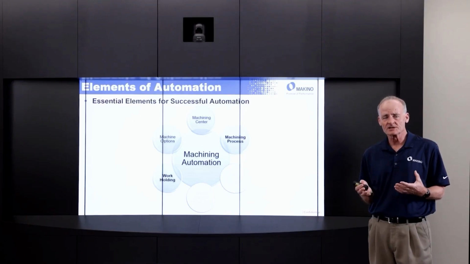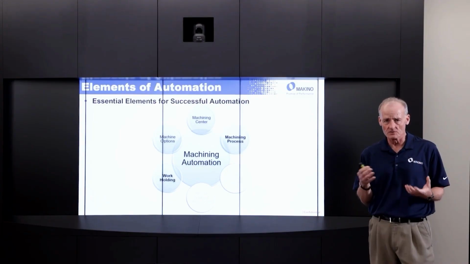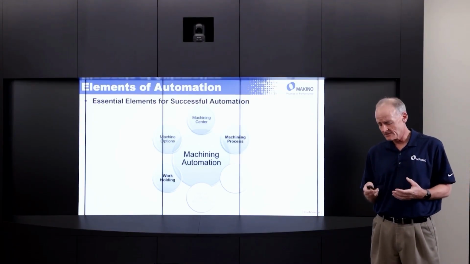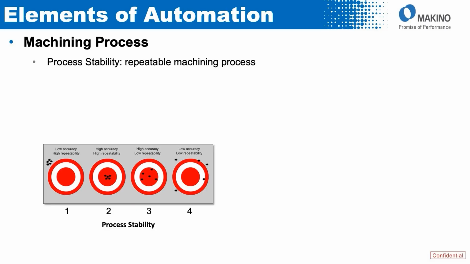So let's talk about the machining process and the work holding. These two go hand in hand with one another, so I'm going to talk about them together. First, talking about the machining process, you want your process to be stable. As with the machine, in order to give you a reliable machine, you want your machining process to be just as reliable or stable. You want high accuracy, high repeatability.